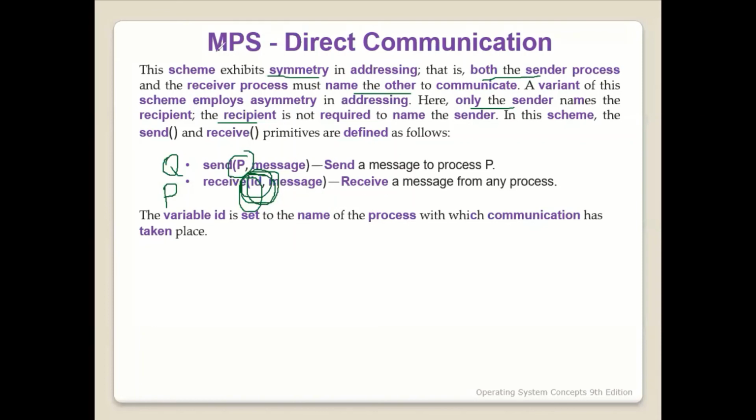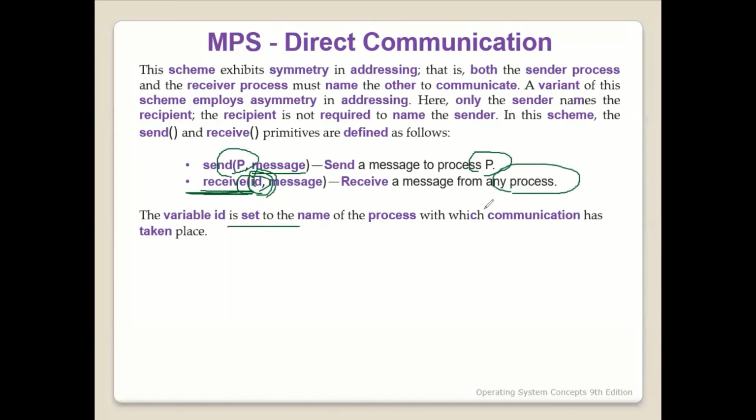You need to understand one thing here. Here one process is sending this message, so I'm sending this message to the process P. When you have the receive, you can receive from P, or from Q or S or any other process, so from any process. Then the variable ID is set to the name of the process with which the communication has taken place. So you can change the ID to P or Q or whatever the name of the process is.